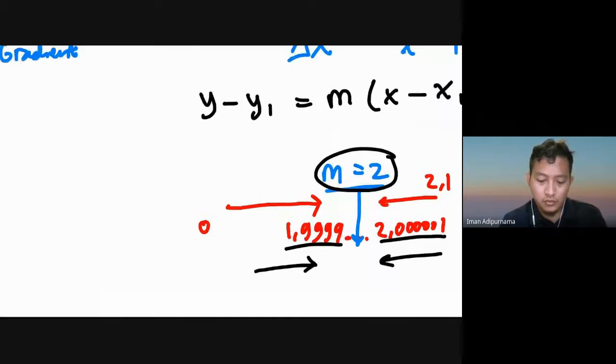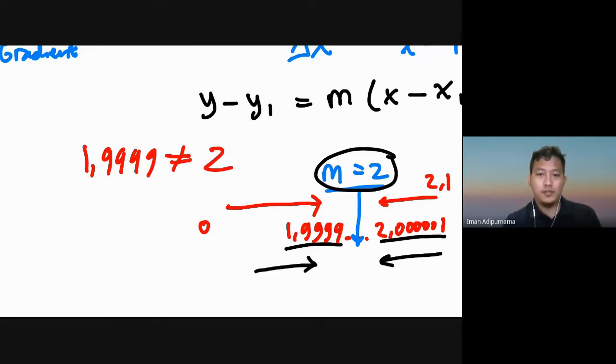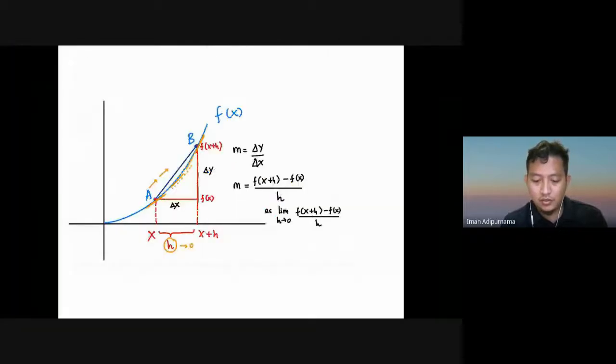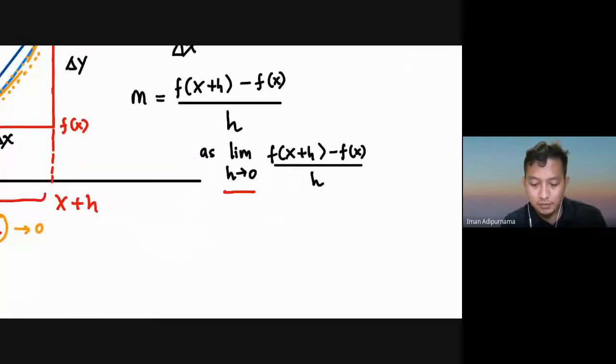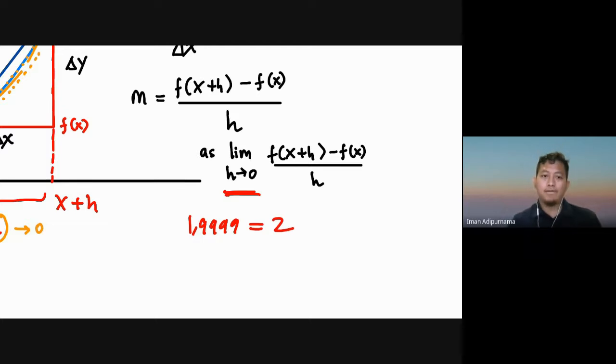So even though 1.9999 is getting closer to 2, it's not the same as 2. Okay, got it? And you have 2.0001. It's not the same as 2. Okay, but when we're dealing with this concept of limit, this can be 2. Okay, do you get my idea, my point?